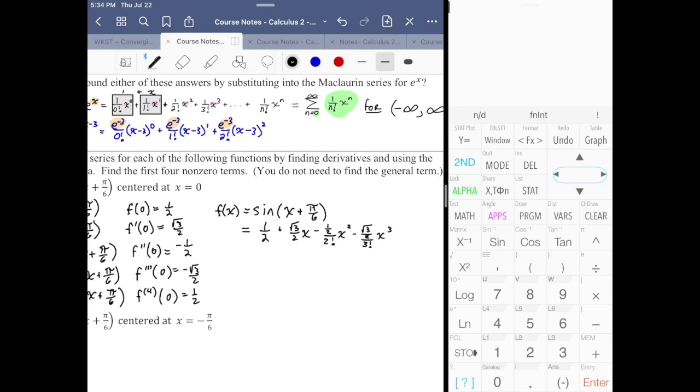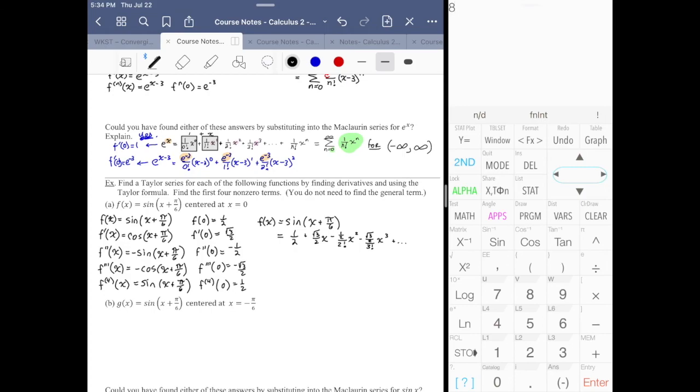And then they said to only go 4 terms, the first 4 non-zero terms. So we could stop there, because after that we start cycling back upon ourselves in terms of the coefficients. We're still going to increase in terms of the factorials and the powers, but that's where it's said to kind of leave things be. All right.